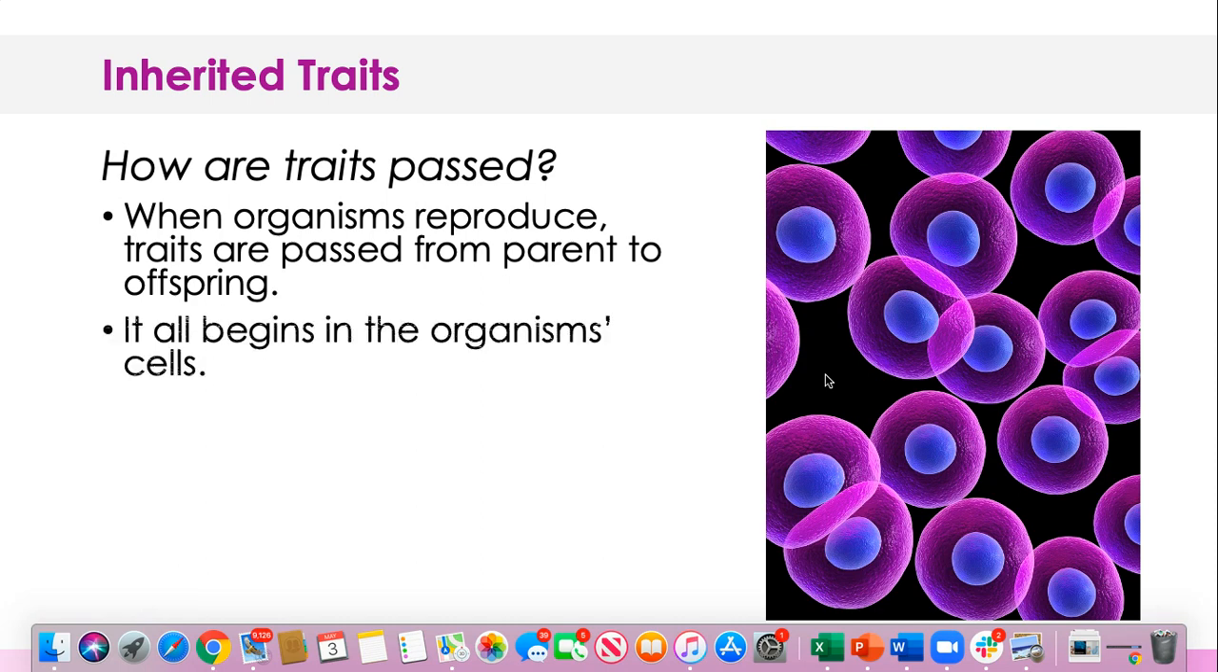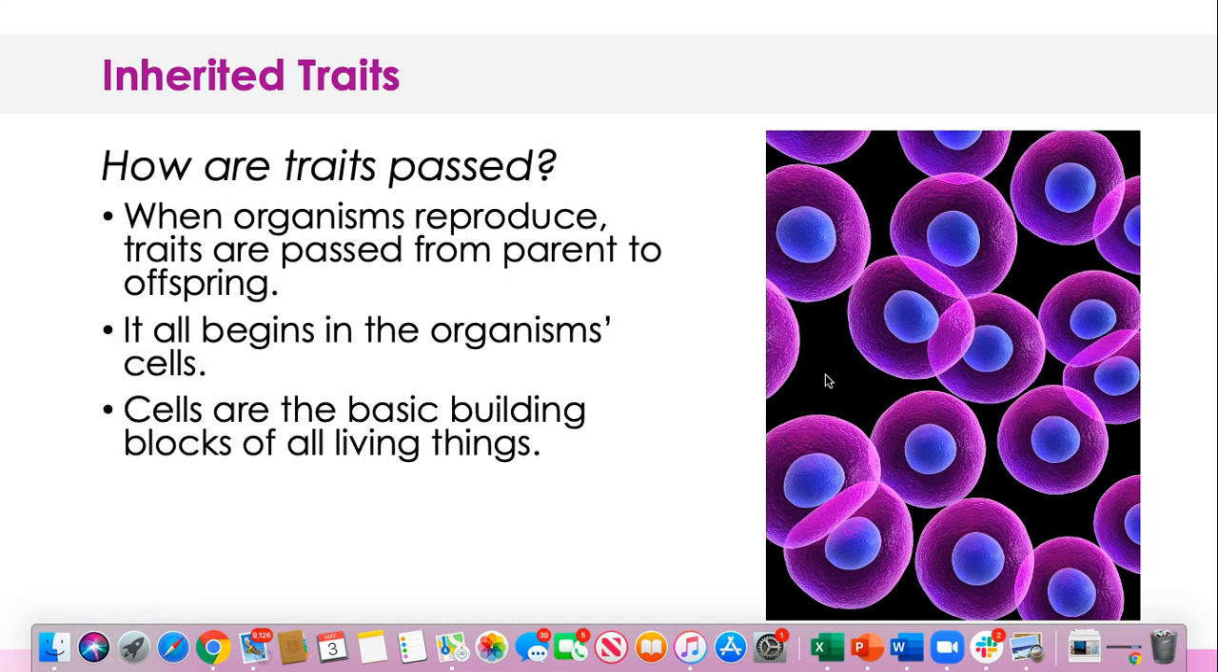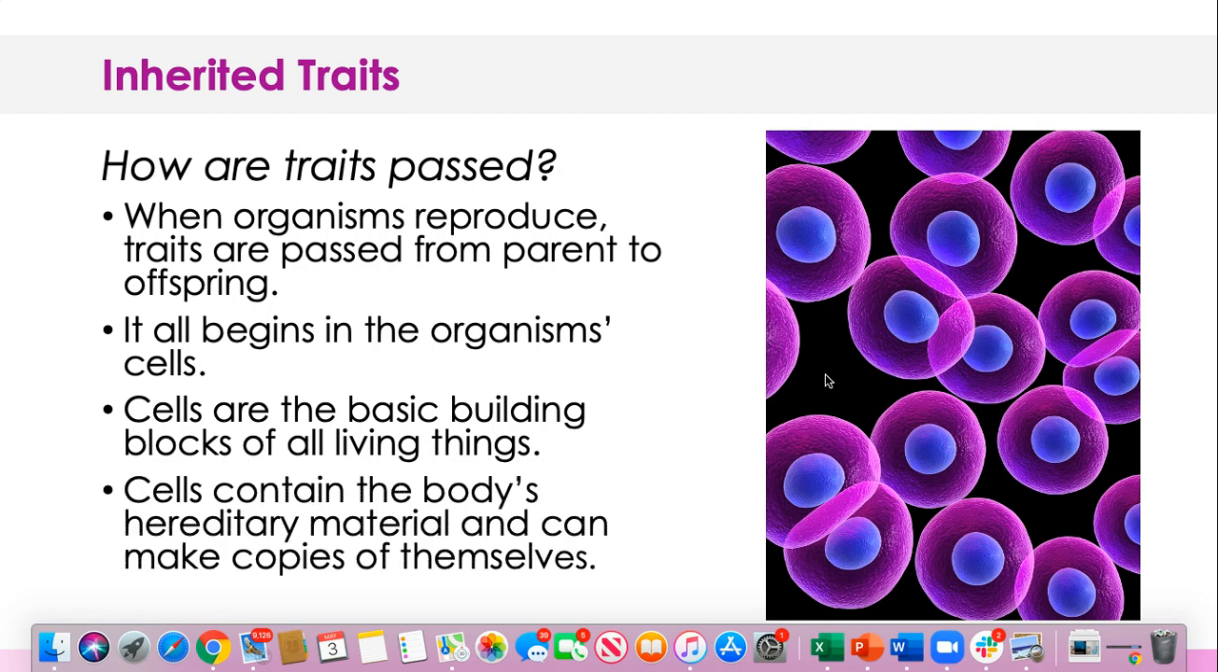How are traits actually passed down? When organisms reproduce, traits are passed from the parent to the offspring. It all begins with the organism's cells. Cells are the basic building blocks for all living things. They contain the body's hereditary material and can make copies of themselves. We'll talk more about cells making copies when we talk about mitosis and meiosis.